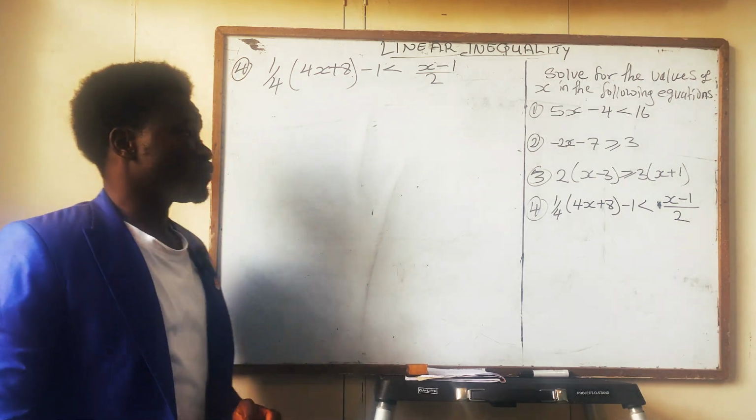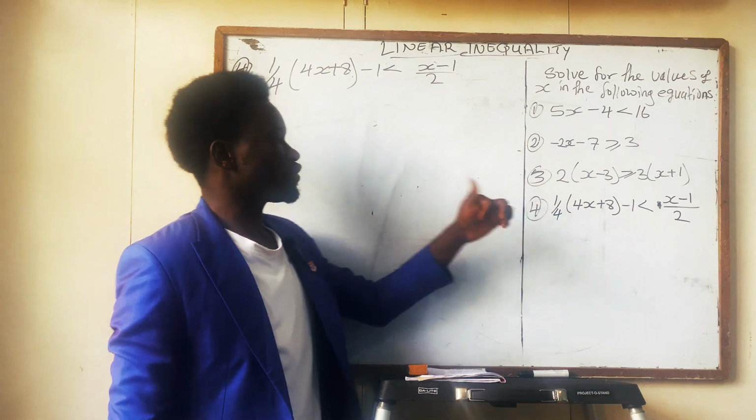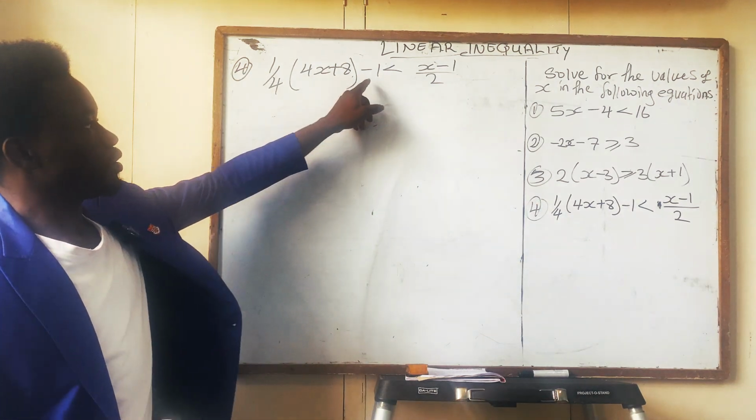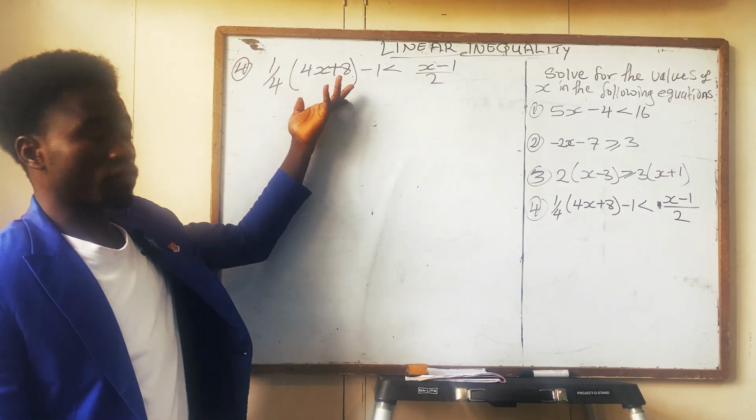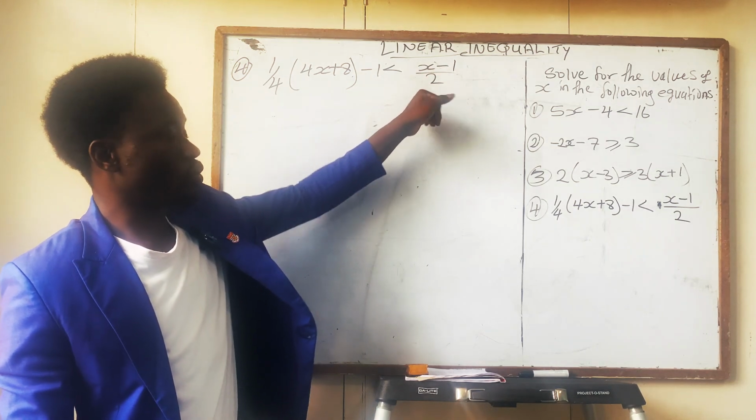The fourth one says that we will find 1/4 multiplied by 4x plus 8 minus 1. So the 1 is not part of the bracket. Less than x minus 1 all on 2.